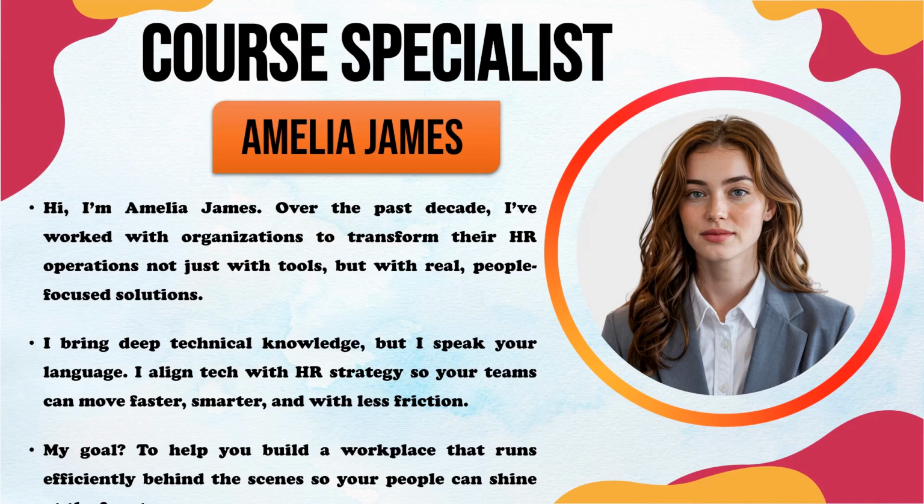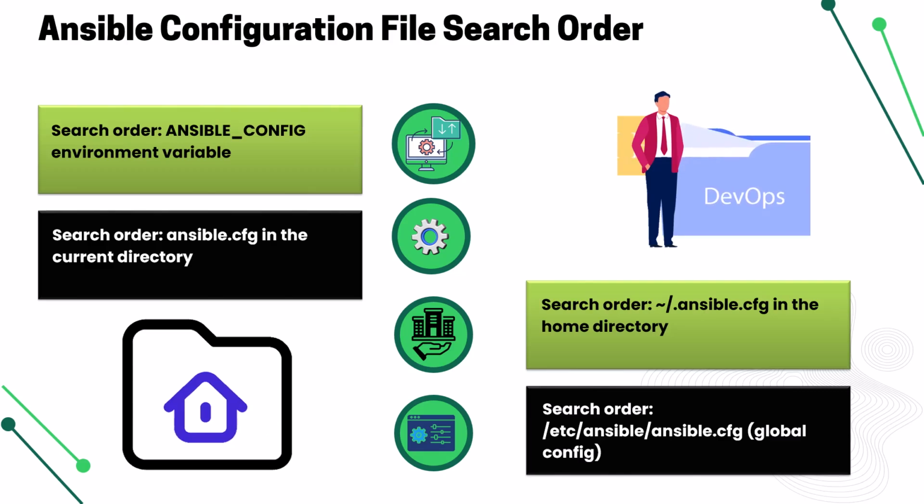Ansible is quite picky when it comes to configuration files. It doesn't just take the first one it sees. Instead, it follows a search order, like a detective looking for clues. First, it checks the Ansible config environment variable. If that's empty, it searches the current directory, then your home folder, and finally the global config. Knowing this order saves you a ton of debugging time and keeps your automation running like a dream.